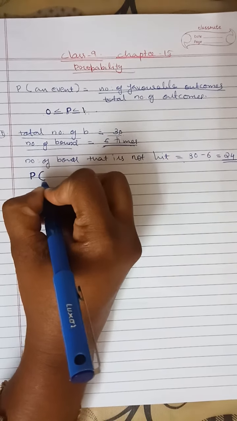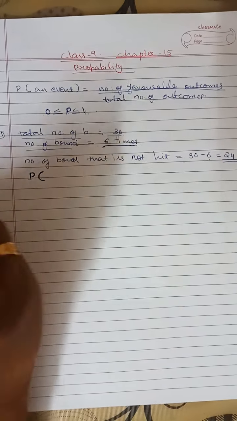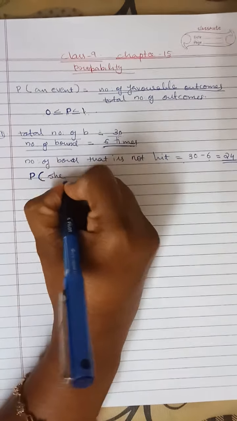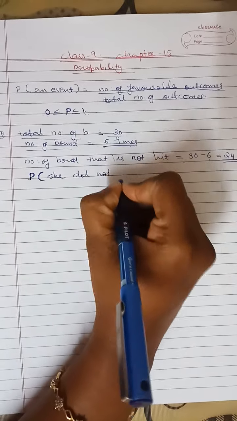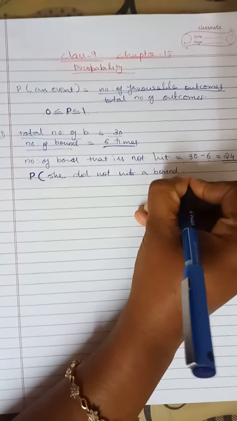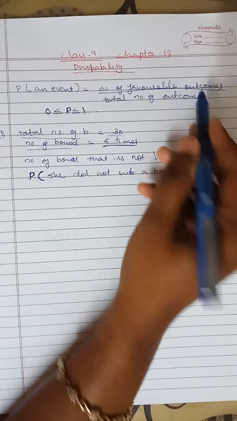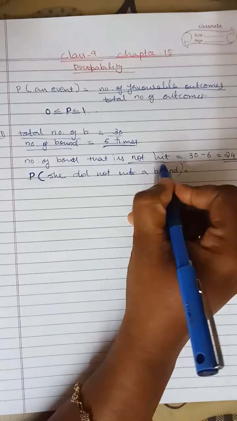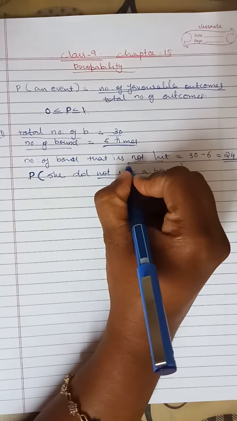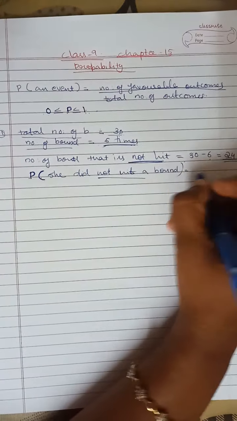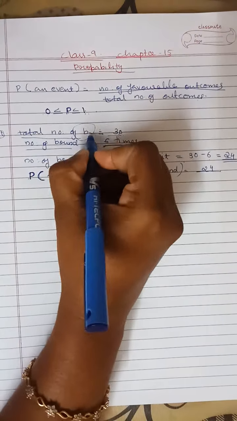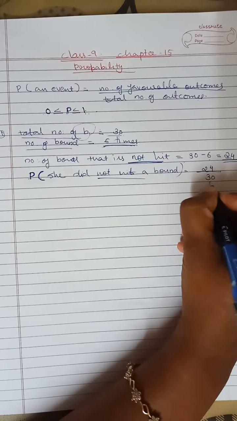Probability of. So use the bracket. This is denoting probability of. Okay. Probability what we have to calculate? She did not hit a boundary. So probability of she did not hit a boundary. How can we calculate? The number of favorable outcomes, that means number of boundaries that did not hit. Here it is asking did not hit. So you have to find out the number of boundaries that did not hit. That is 24. It should come on the numerator, divided by total number of outcomes, means total number of balls, that is 30. So 24 divided by 30 is the answer.